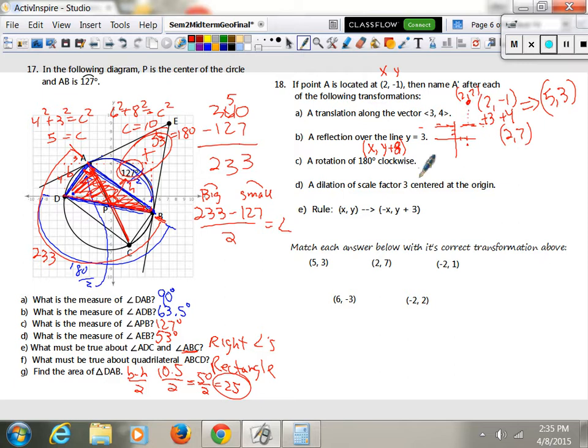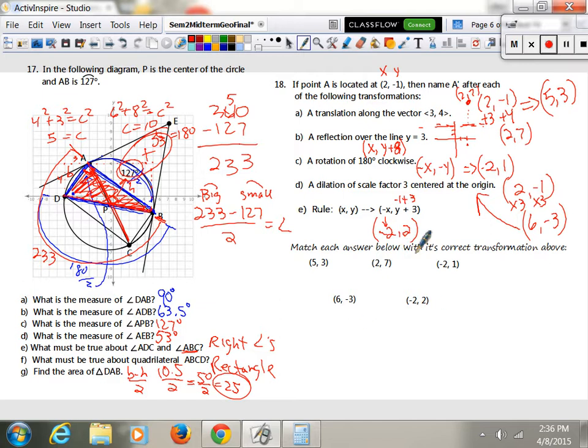180 rotation clockwise is just -x, -y. So you're going to do -2, 1. Dilation, you would just multiply them both by 3. So you'd multiply them both by 3, and you would get 6, -3. So this one. And then -x would be a -2. Y plus 3 would be negative 1 plus 3, which is a positive 2. So negative 2, positive 2.